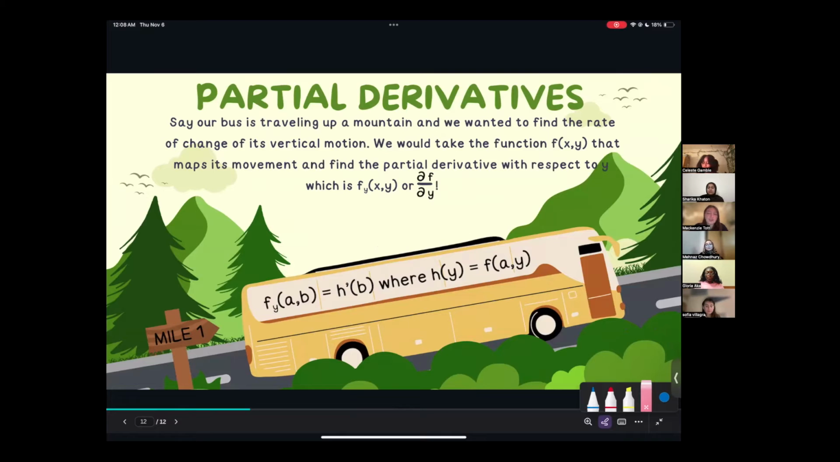We could take this function, which has both variables x and y, that maps its movement, and we can find the partial derivative with respect to y, which would be notated by f sub y of x, y. The mathematical formula we can use for this is f sub y of a, b equals the derivative of h at b, where h of y is equivalent to f of a, y.